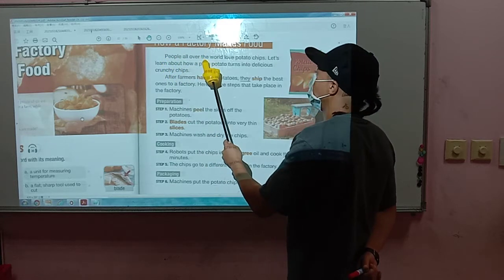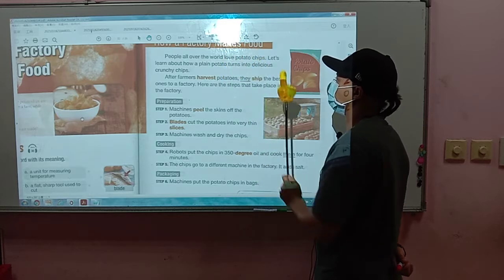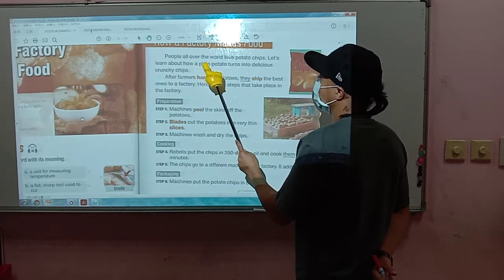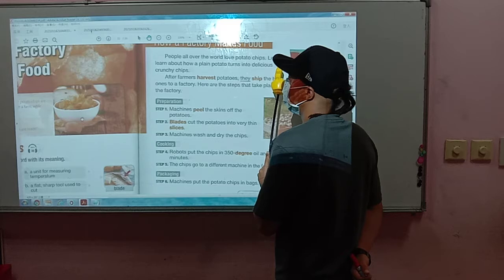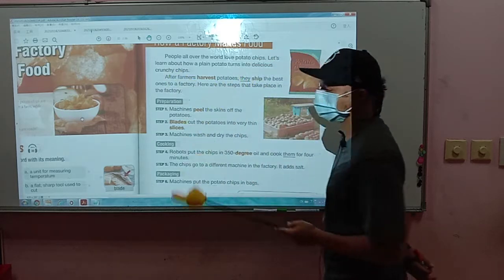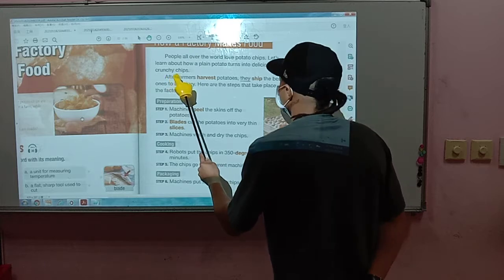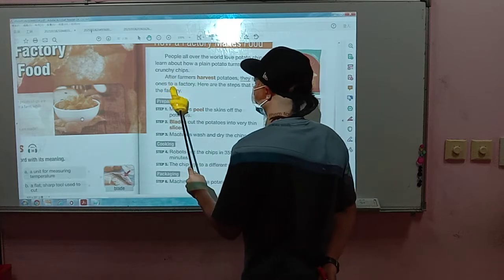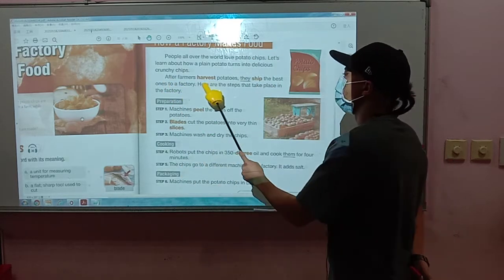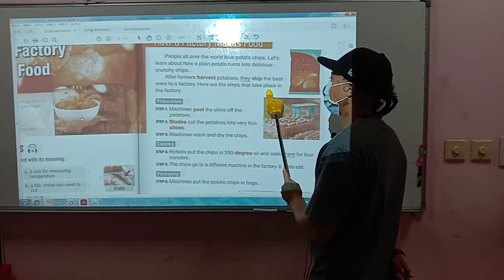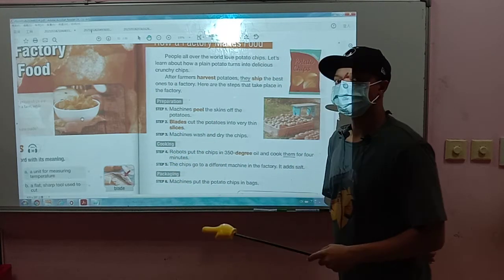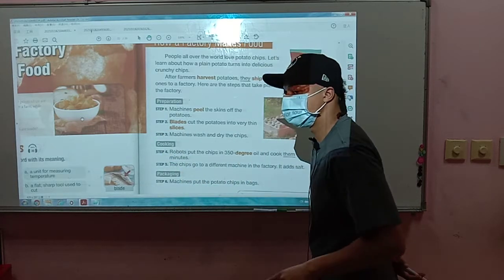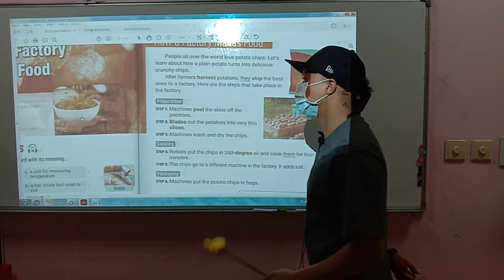People all over the world love potato chips. Okay? Let's learn about how a plain potato turns into delicious, crunchy chips. After farmers harvest potatoes, they ship the best ones to a factory. Here are the steps that take place in the factory. First, preparation. Okay, to prepare, to get everything ready. Okay, step 1.